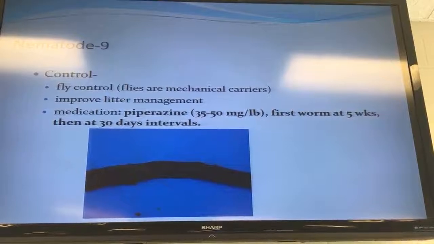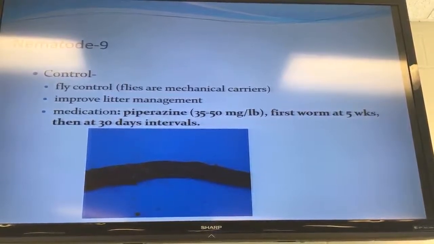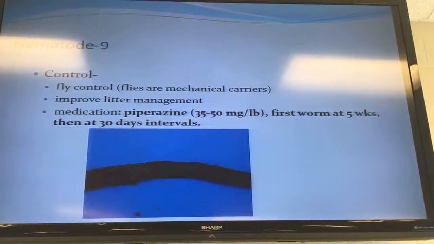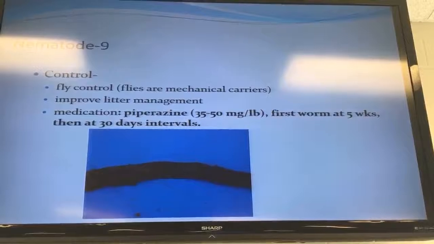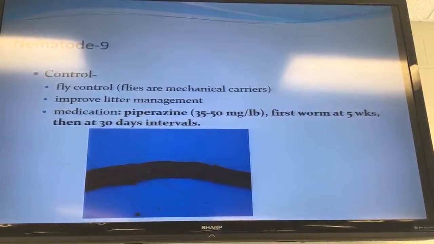The next thing, what do you treat these with? In avian medicine, they would use piperazine for the most part. I'm sure you can think of some other drugs you might use, but in avian medicine, a lot of times we'll use piperazine. Again, it's a simple treatment.